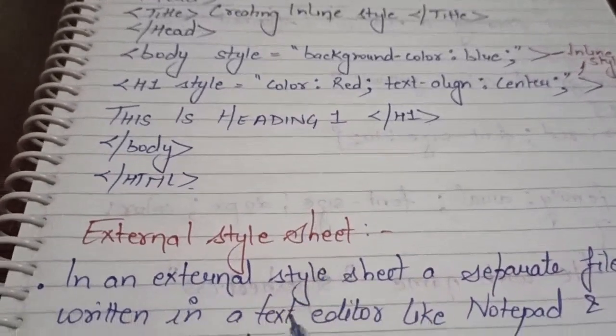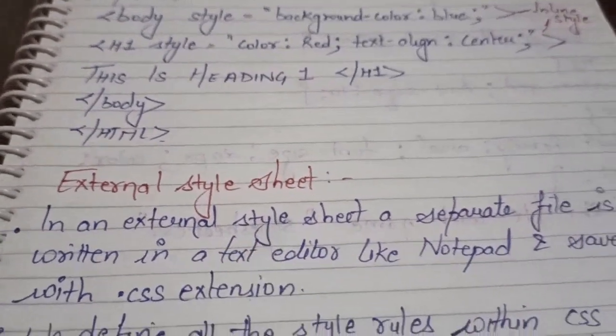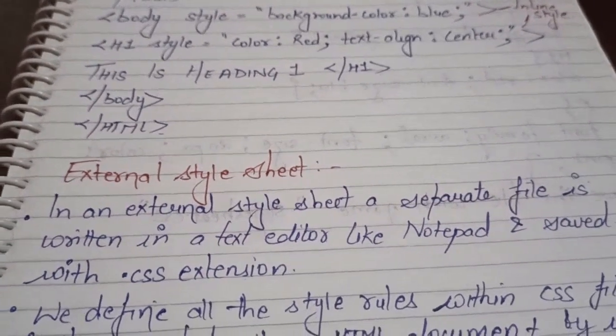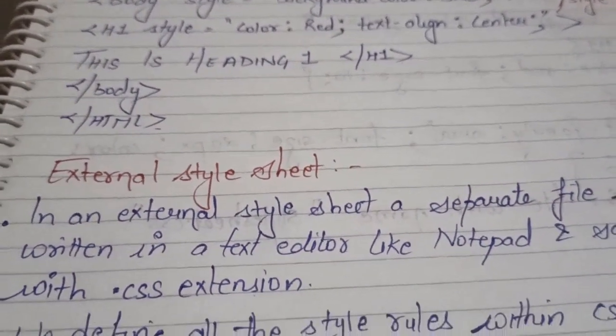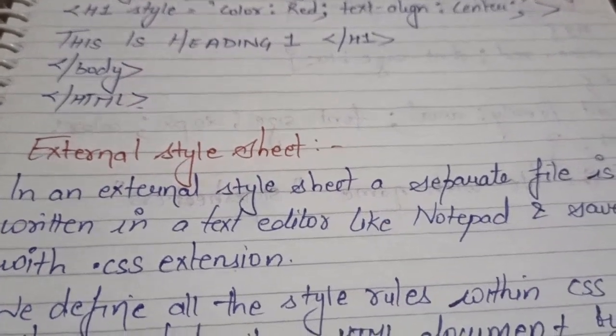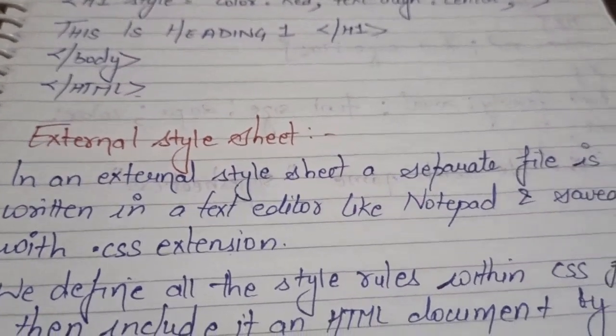This is the last style sheet of CSS, that is external. As we have discussed the two types of linking in HTML, that is internal and external, similarly here also one external style sheet is there.